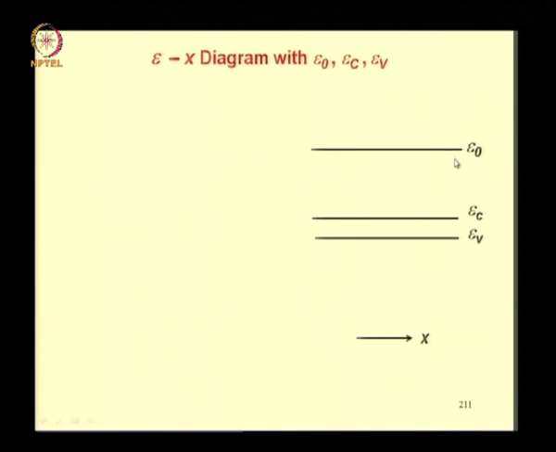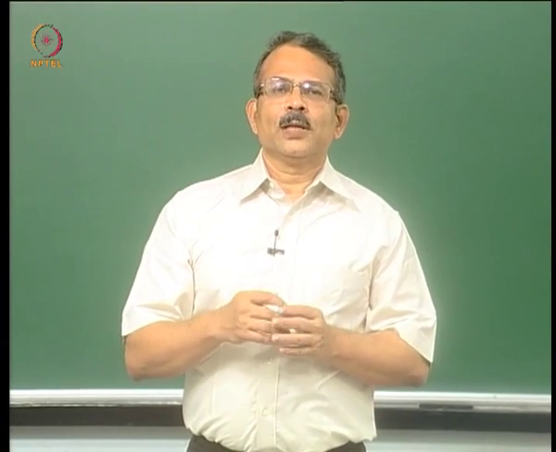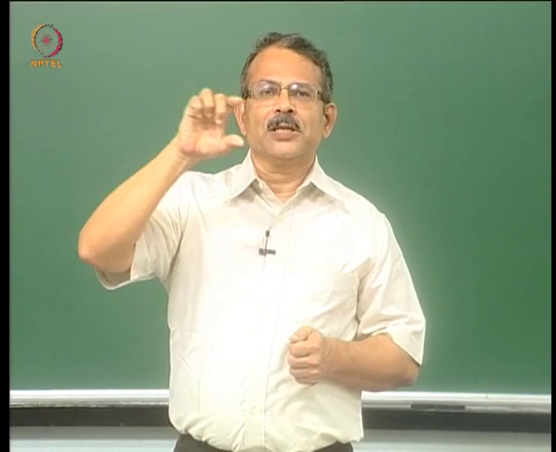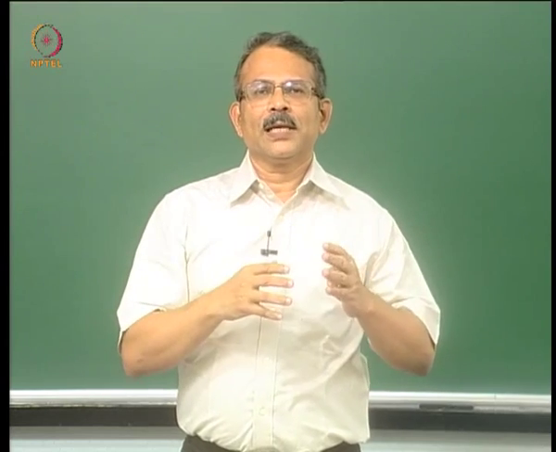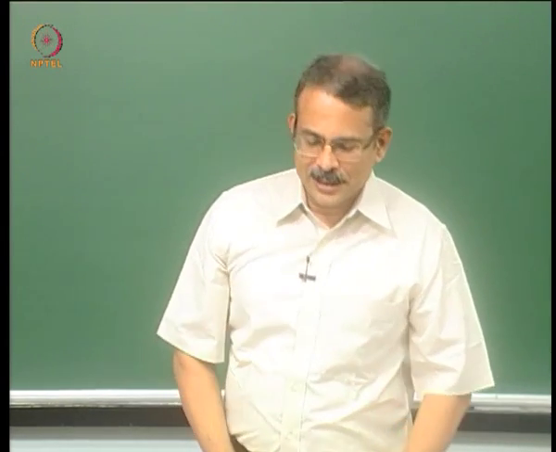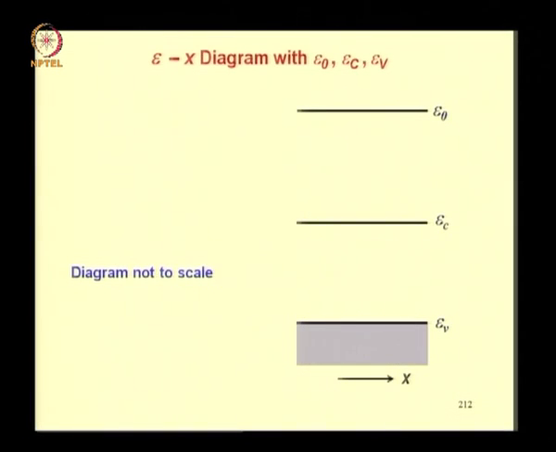Once we know the variation of these three levels as a function of x, we can always build up the other details: what happens to the conduction band, what happens to the valence band, what happens to the crystal potential as a function of x, what happens to the E-k relation. Those can always be built up around these energy levels. Now let us increase the distances between E naught, EC and EV, because we want to show many more energy levels within these levels. So now the diagram is not to scale.